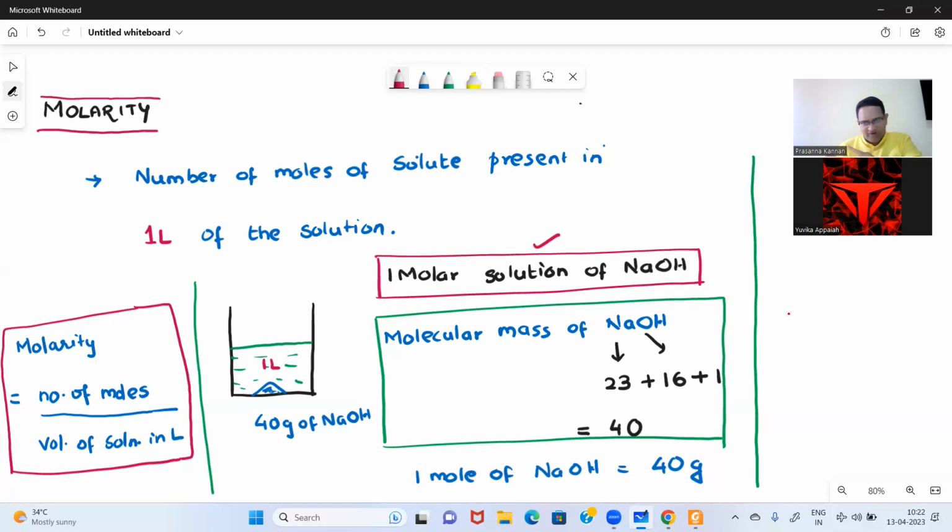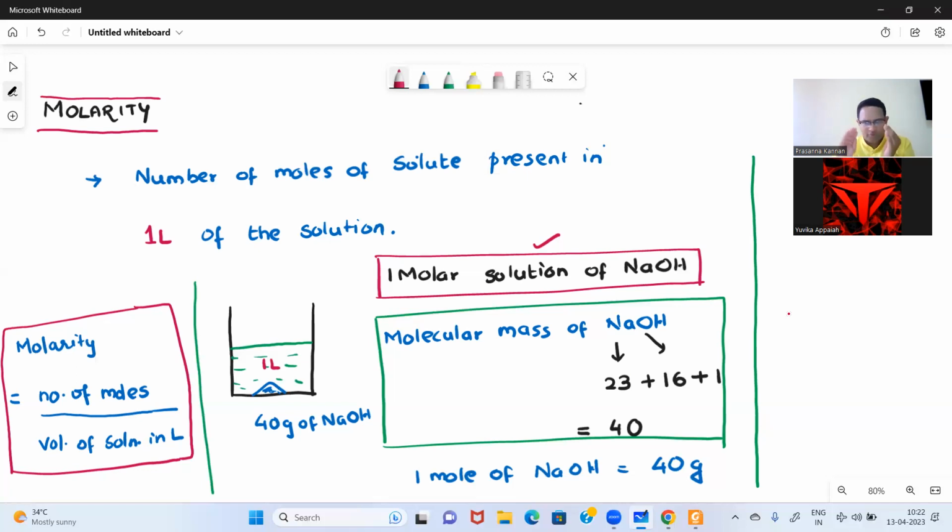I have 40 grams in half a liter of the solution. So 40 grams in half a liter means in 1 liter, how much would it be? Half a liter, 40 grams. Then 1 liter, double, right? 80 grams, sir. So then 80 grams corresponds to how many moles? 2 moles. So it's a 2 molar solution. Correct, Viveka? Yes, sir.